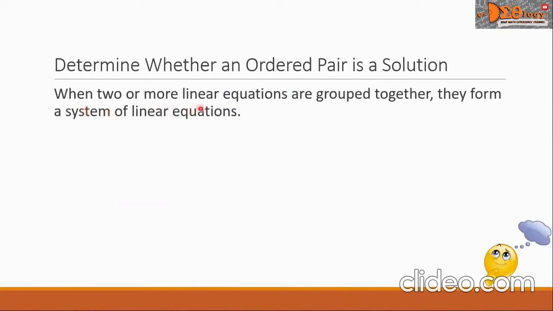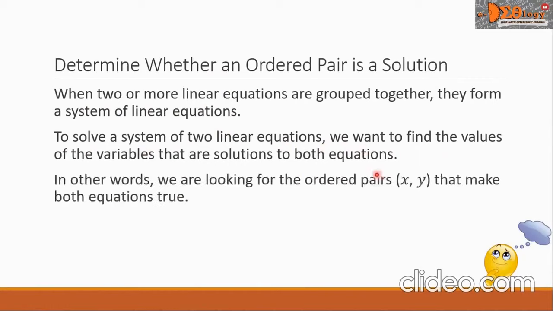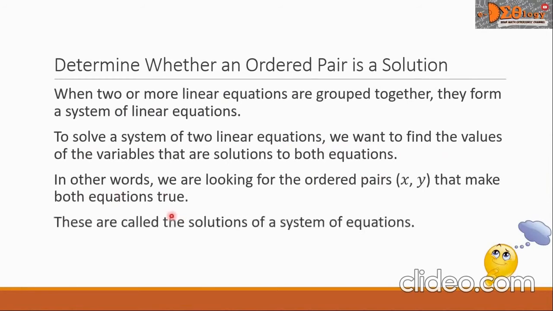When two or more linear equations are grouped together, they form a system of linear equations. To solve a system of two linear equations, we want to find the values of the variables that are solutions to both equations. In other words, we are looking for the ordered pairs (x, y) that make both equations true. These are called the solutions of a system of equations.